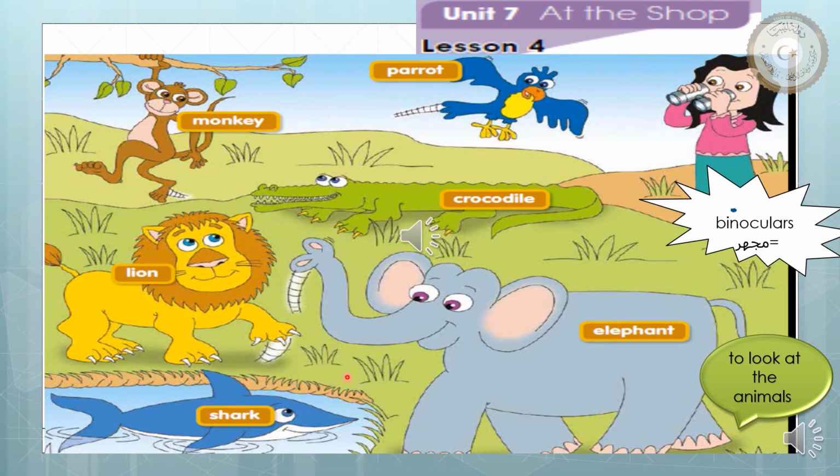Then I saw a monkey. It has hands like me and can climb trees. Next, I saw a parrot. It is very pretty and is blue and yellow. It can fly. Then I saw a lion. It is big and dangerous. It wants to eat me. After that, I went to the river and saw a crocodile. It has a very big mouth with lots of teeth.